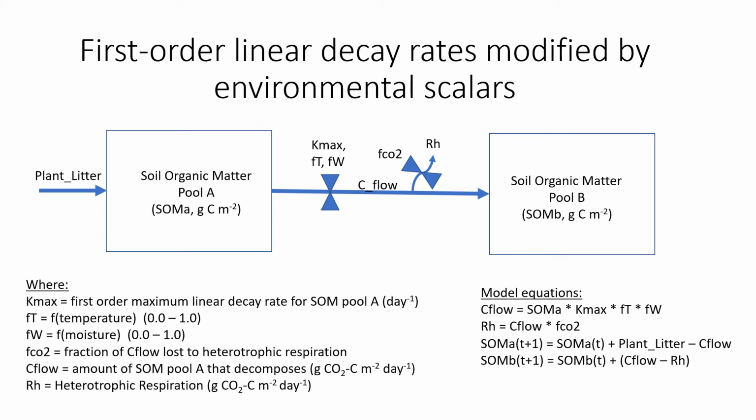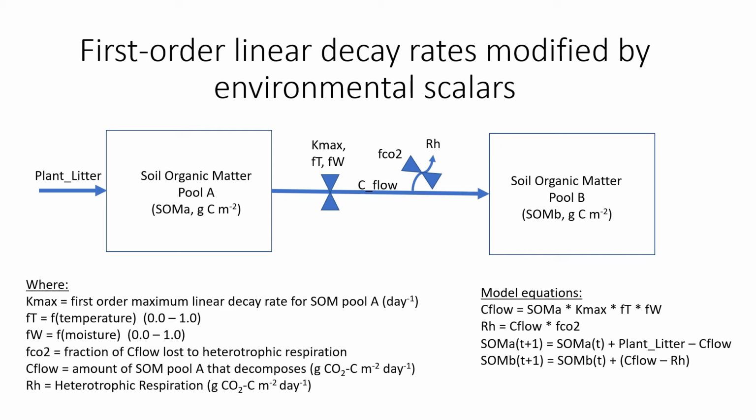And so the first order linear decay is just taking the amount of carbon that's in one pool, like pool A, multiplying it by some maximum rate of decomposition and then some temperature and moisture functions that can either allow decomposition to occur at its maximum rate or reduce it if temperature and moisture are not optimal for decomposition. Decomposition out of pool A is the C flow, and some of the carbon that is decomposed from pool A will go to heterotrophic respiration, and the rest of it will go into pool B.